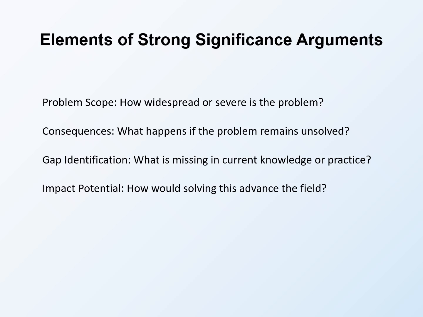Gap identification shows what is missing in current knowledge or practice that your proposal would address. What do we not know that we need to know? What can we not do that we need to be able to do? The gap is the specific deficit your proposal targets.